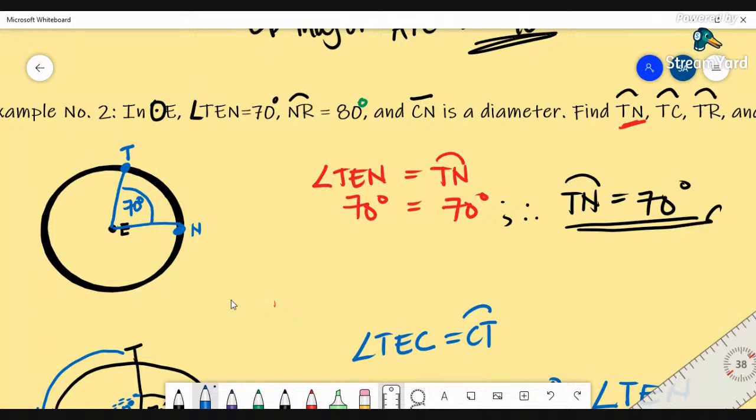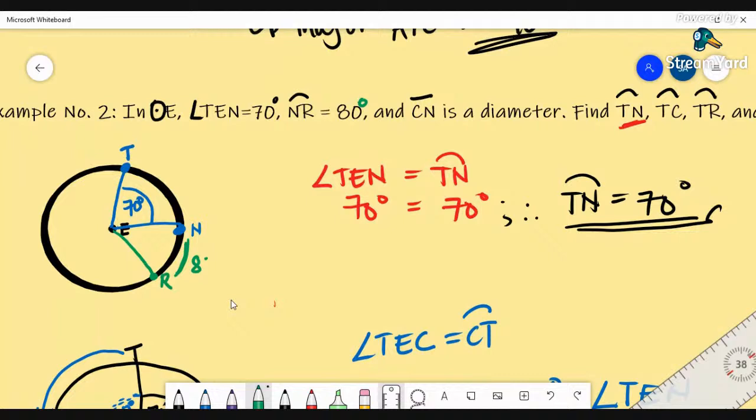Tapos meron daw siyang arc NR is equal to 80 degrees. Ito yung ating point N. May ma-form daw na arc which is 80 degrees. So, gawa pa tayo ng isang line dito para makapag-form tayo ng isa pang 80 degrees. And let's name this R. So, this will be your arc NR already, and it measures 80 degrees.